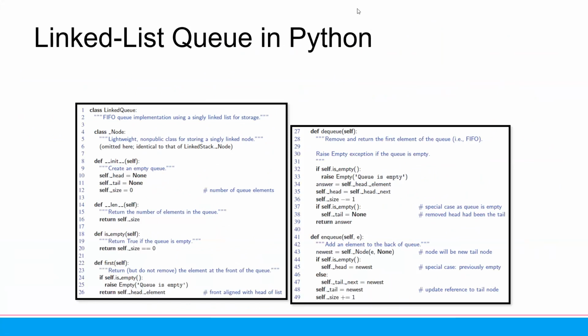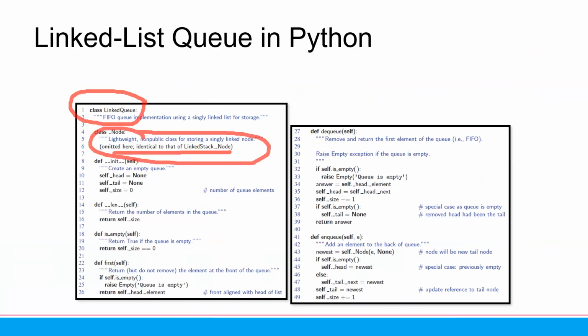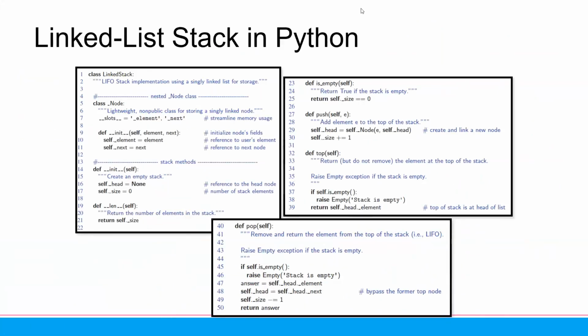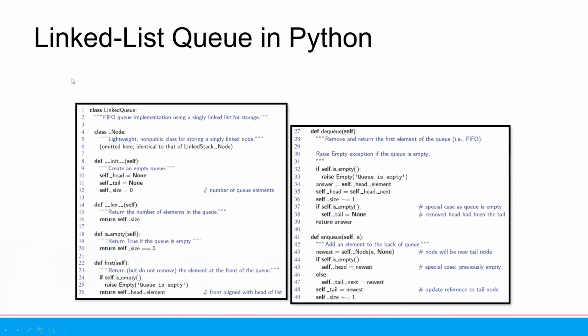So this is the linked list queue in Python. You can define the class LinkedQueue, and then again you will have the node. Here it is omitted. It is identical with the LinkedStack node. It means it is the same as the one that you learned here. So the node will have these two data members. And then, as you may know, in the linked list we need to define the head and we need to define the tail.